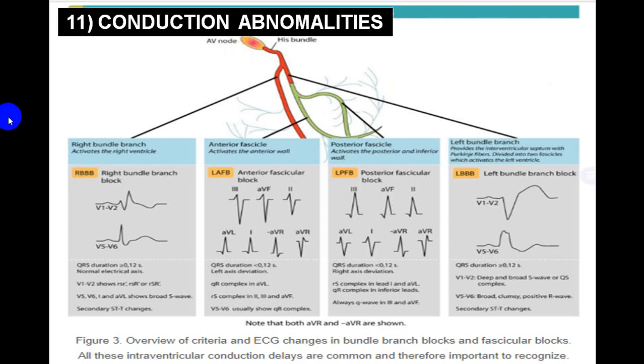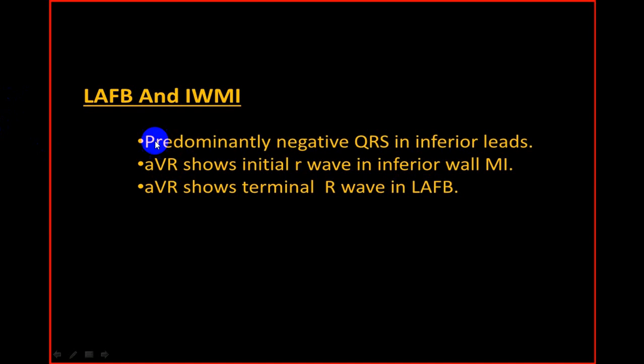This is conduction abnormality. I've discussed this particular part in conduction blocks, that is LAHB, LPHB. So it is very useful to differentiate LAHB and LPHB. If you come across AVR, it will show an initial R wave in inferior wall MI, and AVR will show a terminal R wave in left anterior hemiblock. This particular difference may be very helpful to differentiate between LAHB and suspected inferior wall MI.